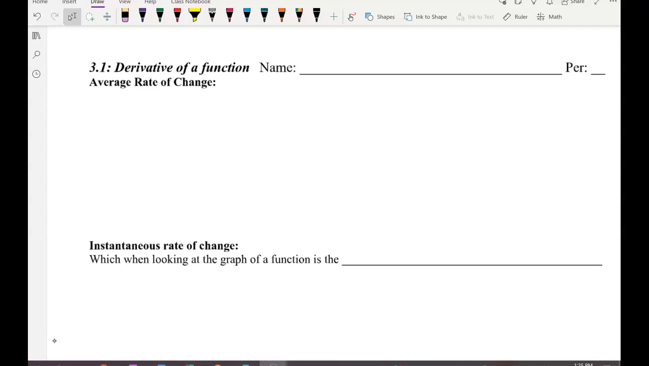So 3.1 says derivative of a function. Our first definition is the average rate of change. This is indeed a review of last unit, okay? The average rate of change is when 2 points are known.